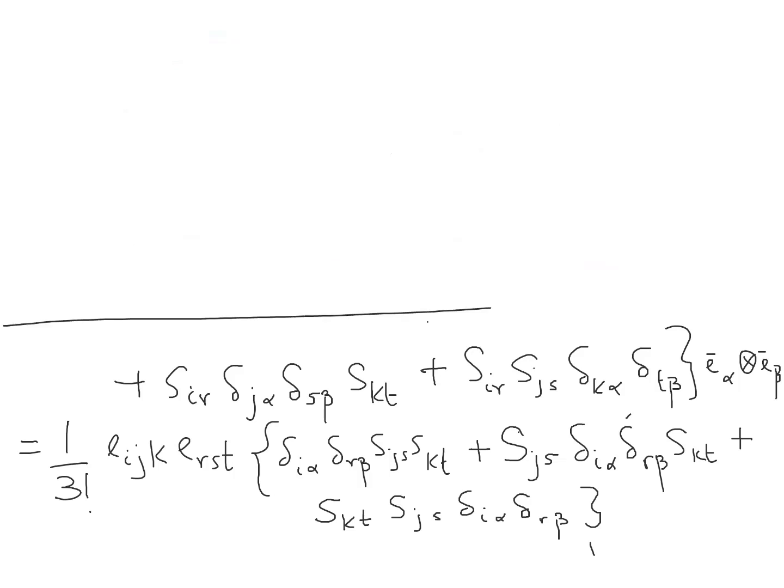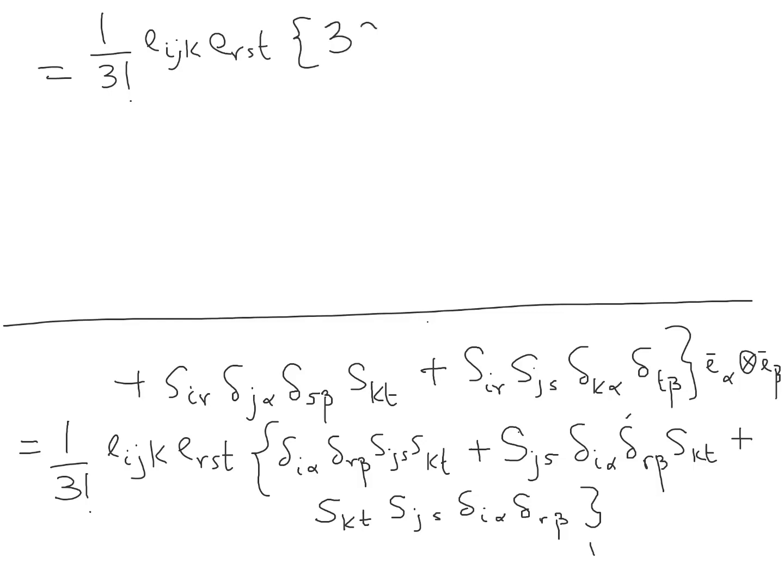So if we look carefully, that will now give us 1 over 3 factorial e_IJK e_RST, because everything inside there are scalars. So if you rearrange it, it's still the same thing. 3 Kronecker delta I alpha, Kronecker delta R beta, S_JS, S_KT. The reason why I can play around rearranging is because they are all scalars. If they are vectors, I can't change the positions.